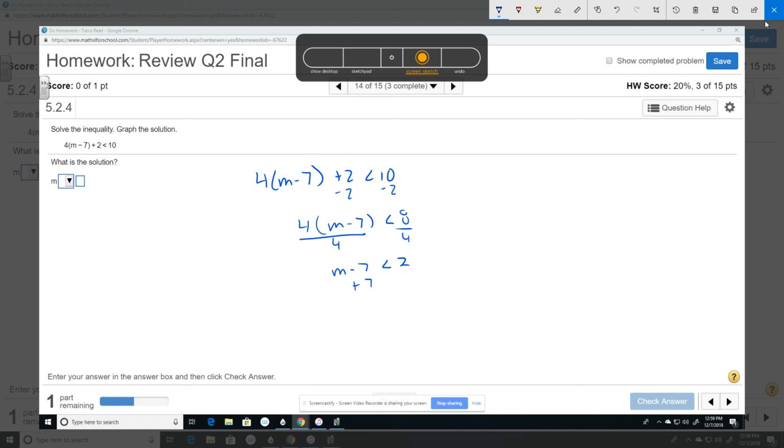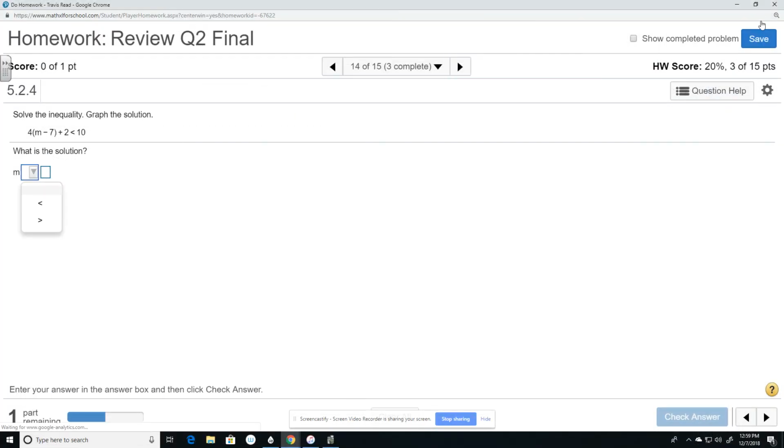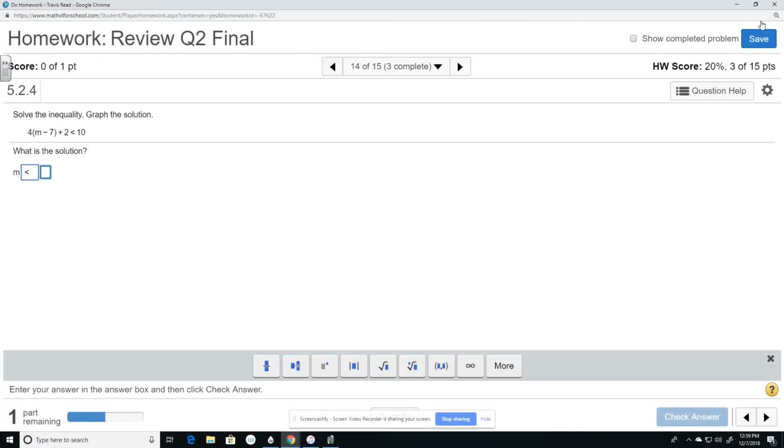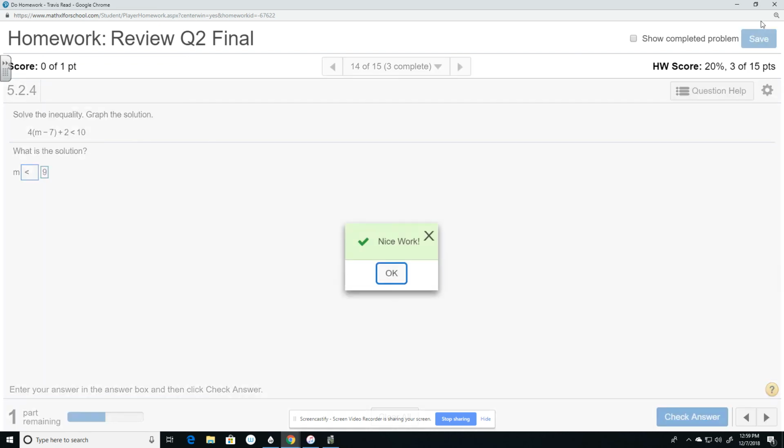And to get rid of minus 7, I add 7. So m is less than 9. That's my solution. So m is less than 9 is what I'm going to put in my solution.